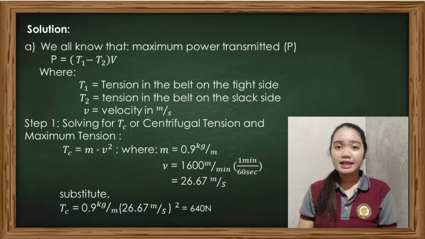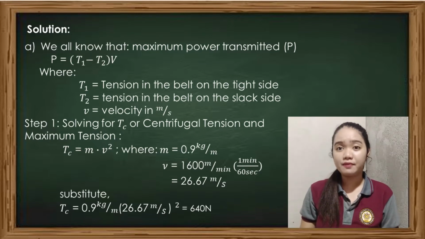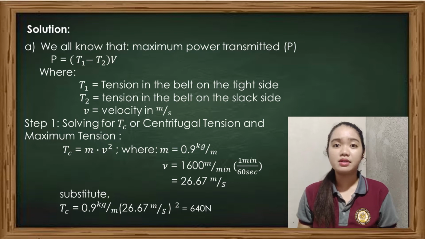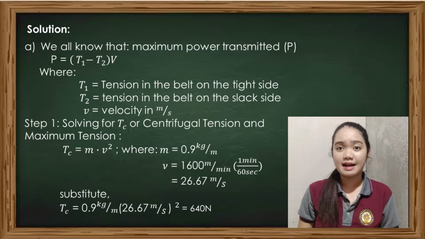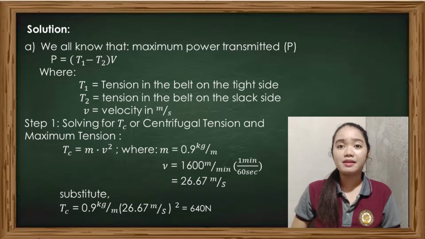So first, in determining the maximum power transmitted, the formula being used is P is equal to T1 minus T2 times V, where T1 is equal to the tension in the belt on the tight side and T2 is the tension in the slack side, and velocity in meters per second. However, we don't have the values for T1 and T2 yet, so we need to solve first for T1 and T2 using the respective formulas.